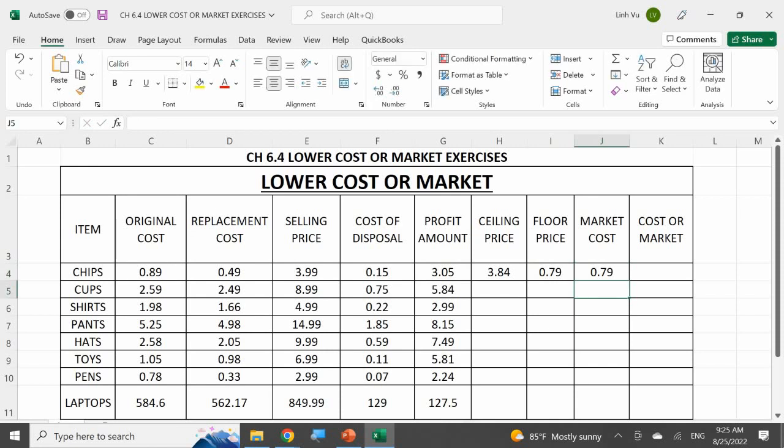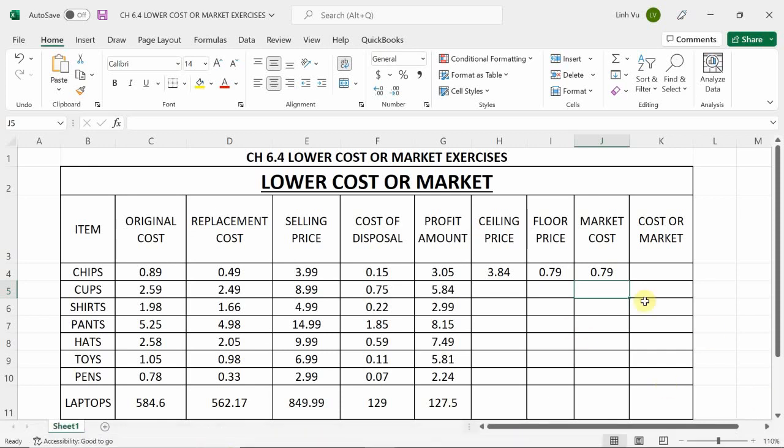Because the highest value is $3.84. The lowest value is my replacement at 49 cents. Okay? So now let's determine which one is lower, my original cost of 89 cents or my market cost at 79 cents. Which one's lower? The 79 cents. 79 cents is lower than 89 cents. Okay? So that's the first one.